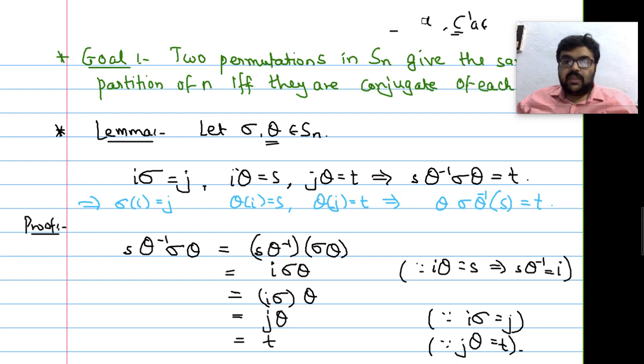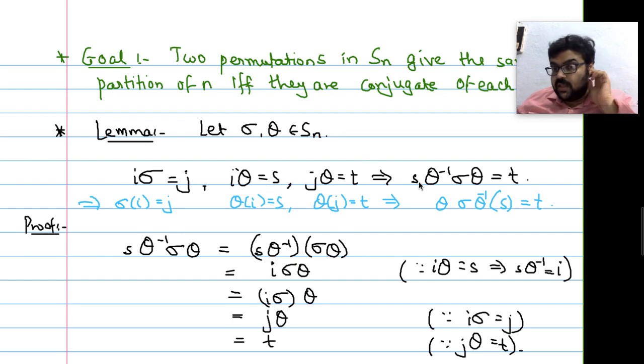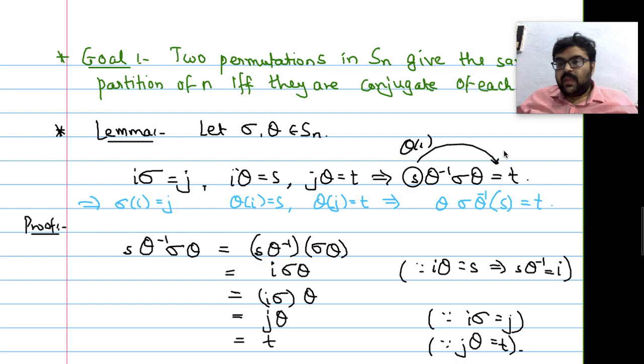So sigma is given, right? And we are given that sigma sends i to j, this much is given, and theta is given. So we can form the conjugate of sigma with respect to theta, theta inverse sigma theta. What does it do? It will send theta of i to theta of j. So let us call theta of i as s and theta of j as t. It sends s to t. That means it sends theta of i to theta of j. Very simple. So that is the observation, that the cycle decomposition will remain the same.